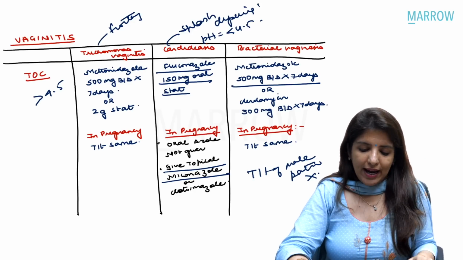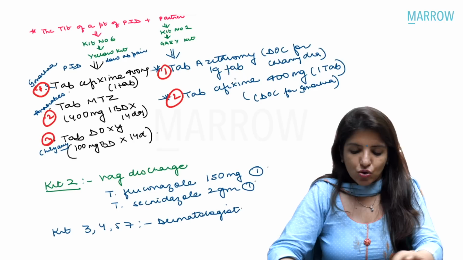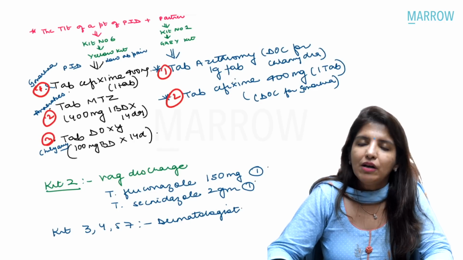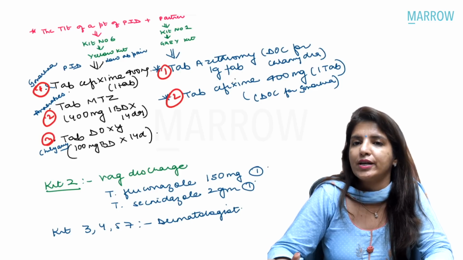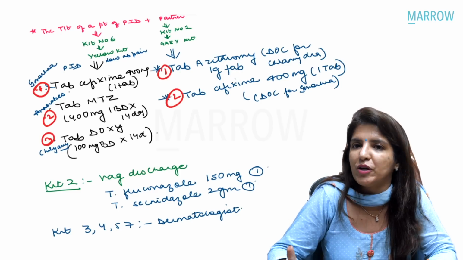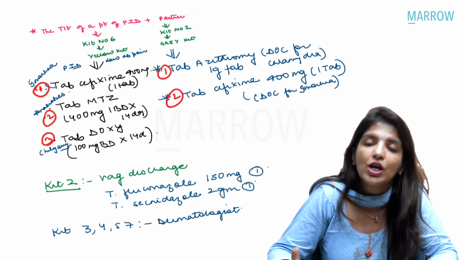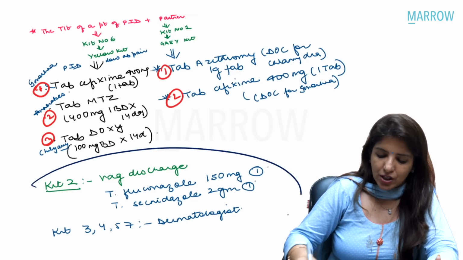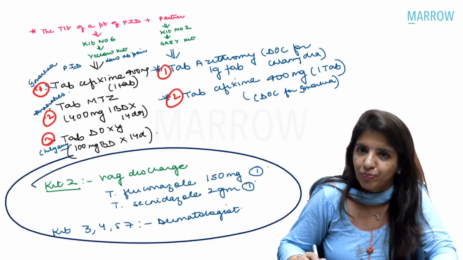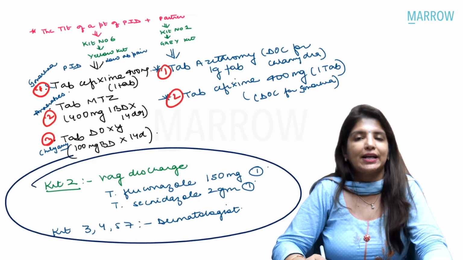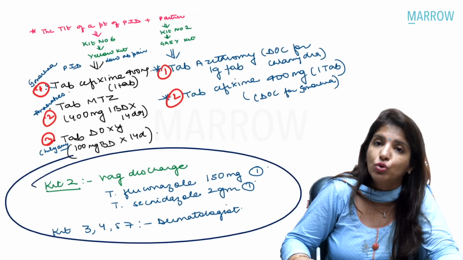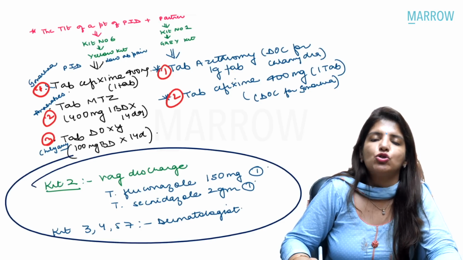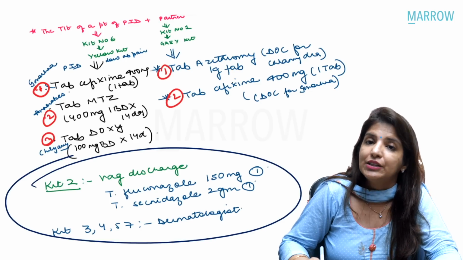Now, before I end this session, just one thing. There are kits available in the government PHCs, which you have to give if a patient comes to you with PID or with vaginal discharge. In case of vaginal discharge, the kit which you give is kit 2. This kit 2 has tab fluconazole 150 mg and tab secnidazole 2 grams. So kit 2 is given to any patient who comes to you with vaginal discharge.